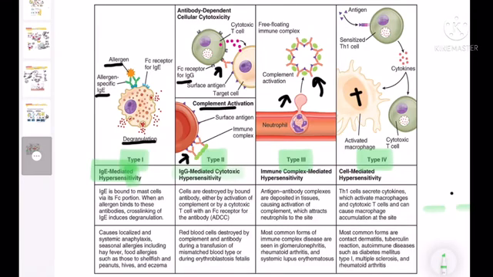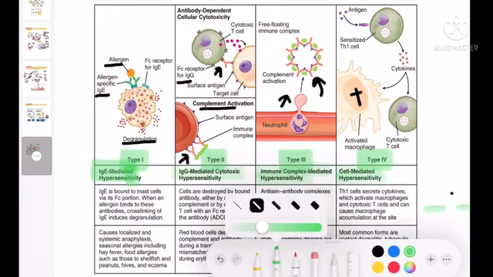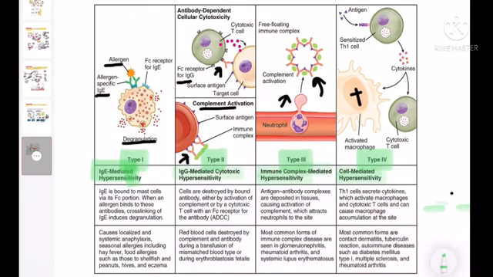IgG mediated cytotoxic hypersensitivity is type 2. Immune complex mediated hypersensitivity is type 3. Cell mediated hypersensitivity is a type 4 hypersensitivity reaction. So IgE is bound to the mast cell via its Fc portion. When an allergen binds to these antibodies, it cross-links IgE and induces degranulation of the mast cell.